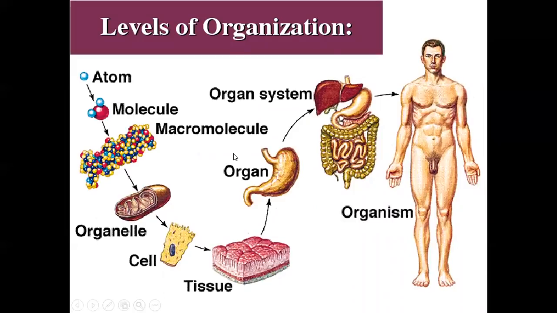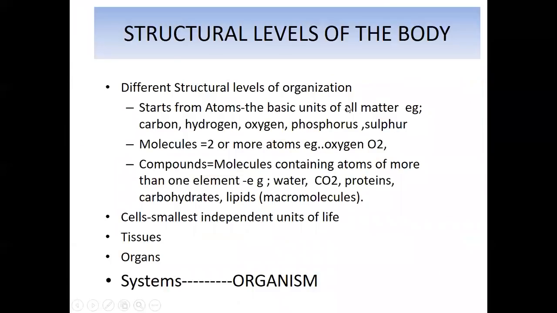Now we're going to discuss the next part of the slide. We discuss the levels of organization from the atom, molecule, macromolecule, organelle, cell, and tissue, and then organ, organ system, and organism, the whole structure here. The structural levels of the body start from the atom. Definitely, all the structure in this universe, including the human being, starts from the atom. It's the basic unit of all matter. For example, we have carbon, hydrogen, oxygen, phosphorus, sulfur.